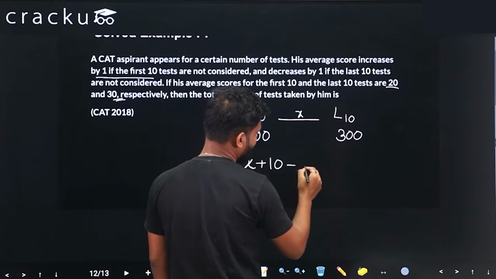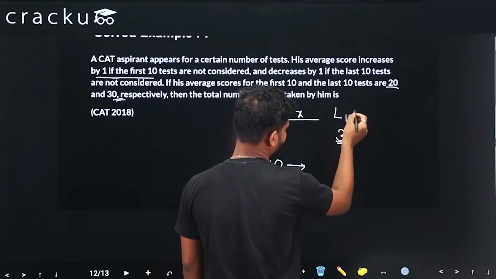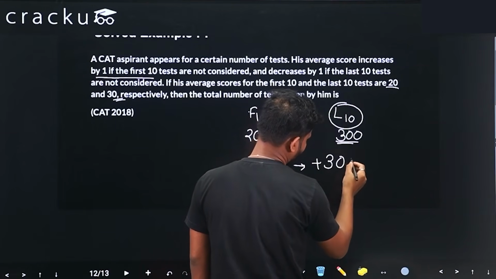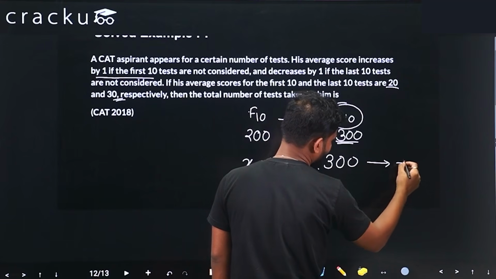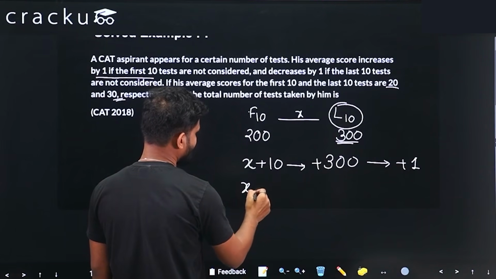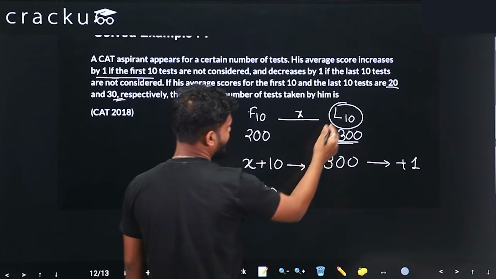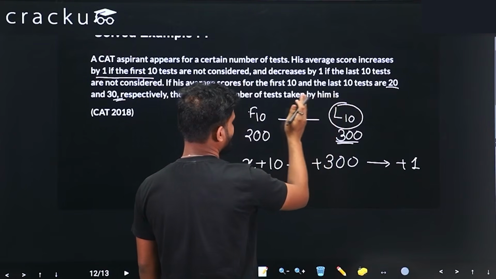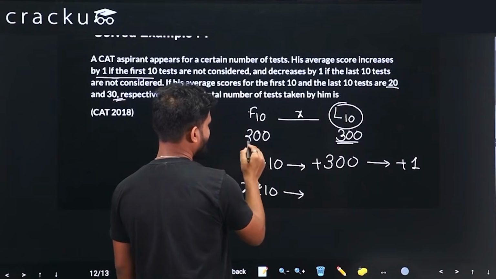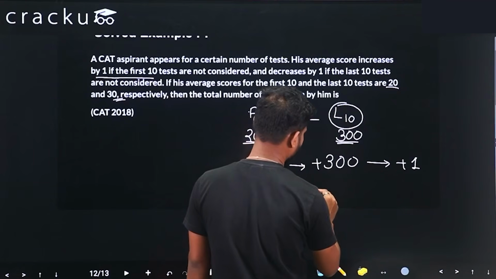Here how much are we adding? We are adding this 300 because we are considering this. So plus 300, and the average is getting increased by 1. So plus 1. In another scenario, when the last 10 tests are not considered, we have the first 10 plus x. And here how much are we adding? We are adding 200.